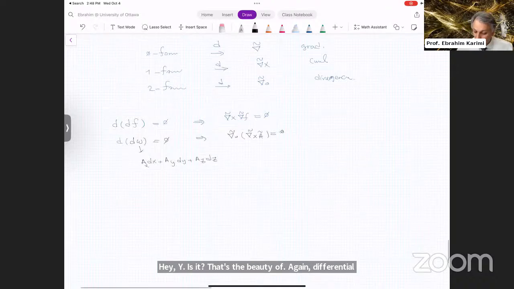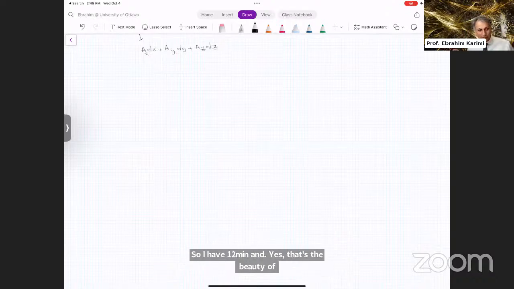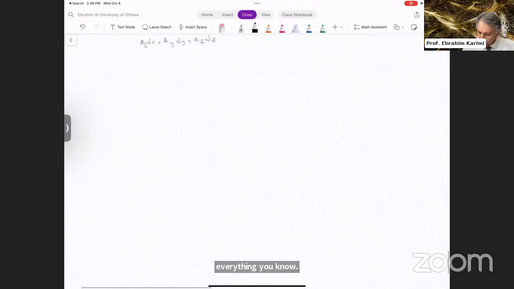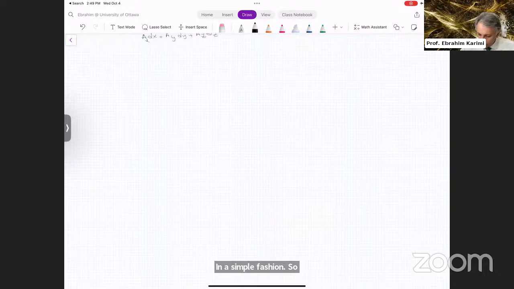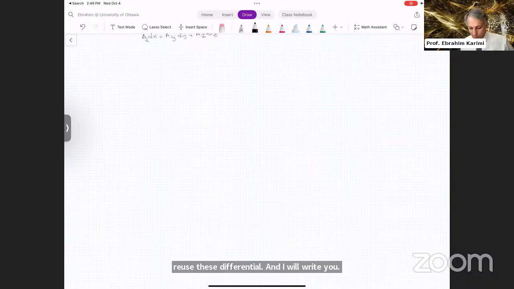So I have 12 minutes, and yes, that's the beauty of mathematics, indeed. You can do a lot of calculation, and at the end you will simplify everything in a simple fashion. In these next 10 minutes, I will reuse this differential geometry, and I will write you Maxwell equations in this formalism.